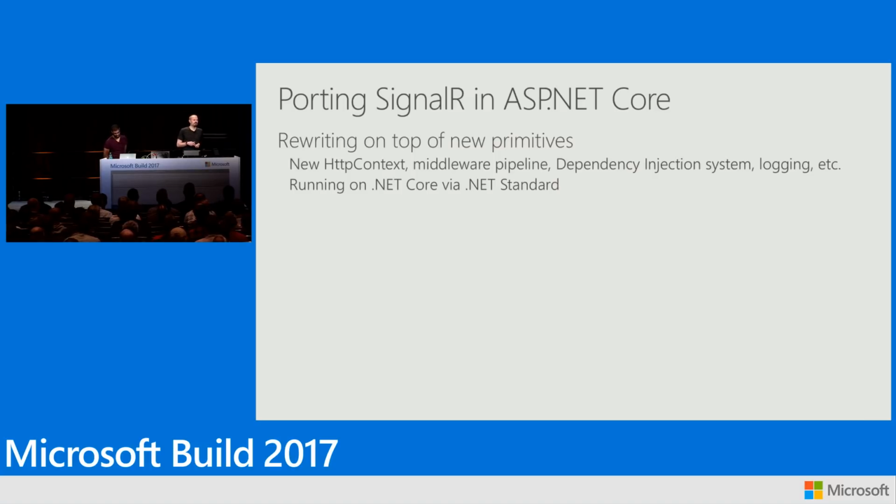Okay. So we have to rewrite SignalR on top of ASP.NET Core. There's a whole bunch of new primitives, right? So we have a new HTTP context, which is very different from the old HTTP context. We have a new middleware pipeline, which is a little similar to the old middleware pipeline, but different. We have a dependency injection system now that's built in, so there's no more global host like we had to do in SignalR before, which is separate from the web API host, which is separate from the MVC DI, which is separate from everything else. We just have it built into the system now, so we want to take advantage of that.